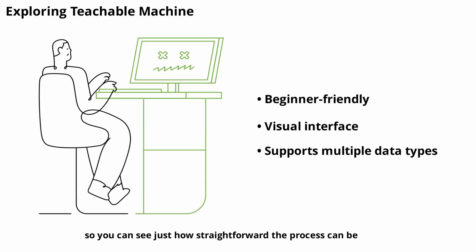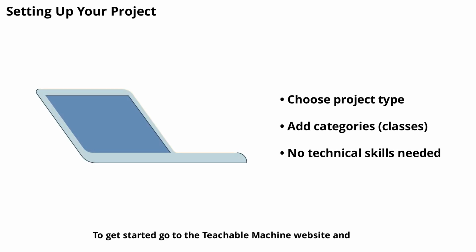To get started, go to the Teachable Machine website and choose the type of project you want: image, audio, or pose. The platform will guide you through creating a new project. You'll see options to add classes, which are categories your AI will learn to recognize. For example, if you're building an image classifier, your classes might be cats and dogs.